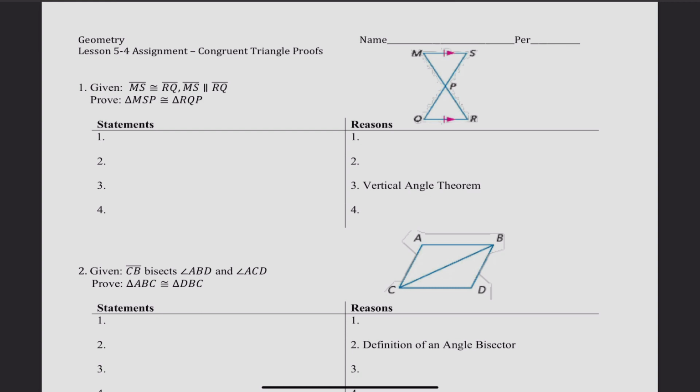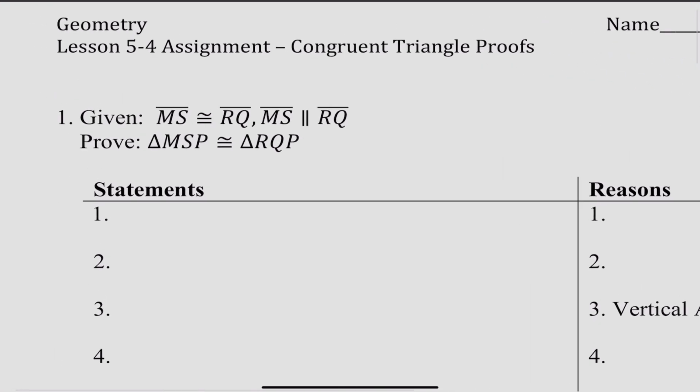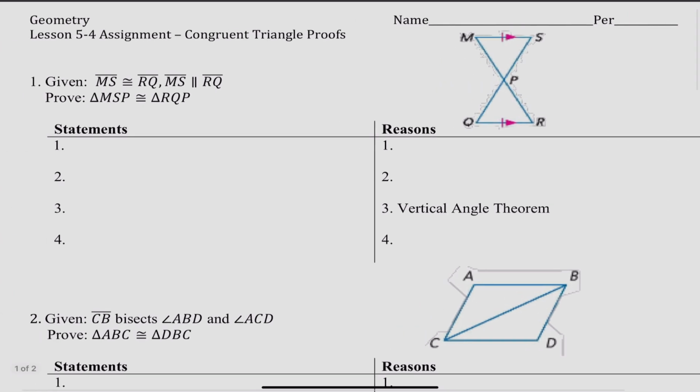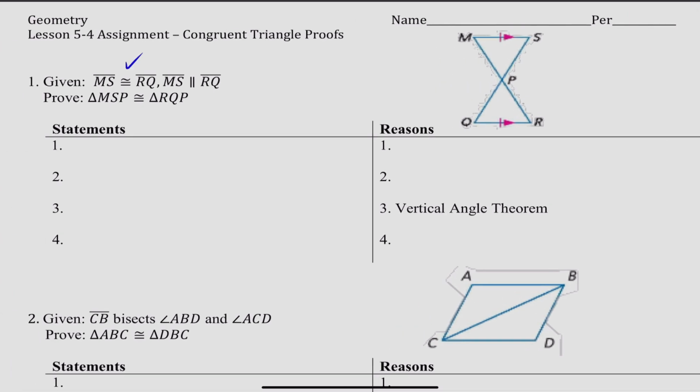Why, hello there. Let's go ahead and talk about Lesson 5-4 assignment, congruent triangle proofs together. Number 1, given that segment MS is congruent to segment RQ and segment MS is parallel to segment RQ, prove that triangle MSP is congruent to triangle RQP. So let me go ahead and begin by marking the picture.